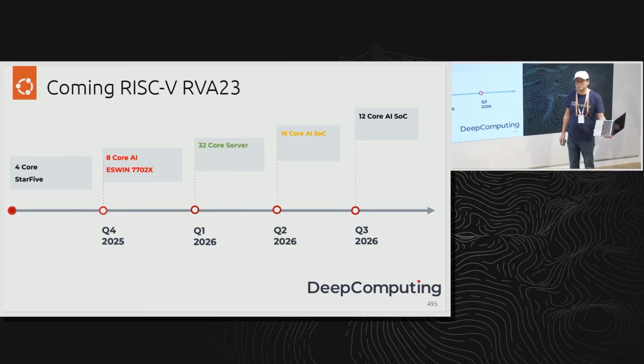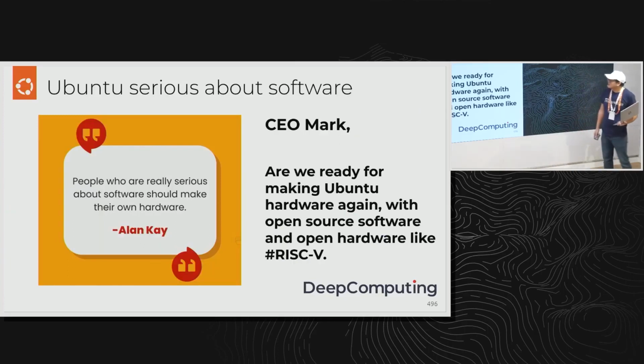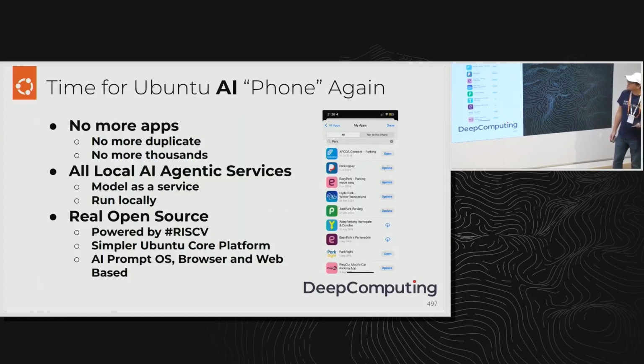So that's why I do Framework. I can't make my own laptop anymore. I'm a software guy. Now this is a joke. I'm sure, you know, Canonical is a very serious software company. It's time to do hardware again. And probably do the chipset again. And my crazy idea is to do an AI phone again.